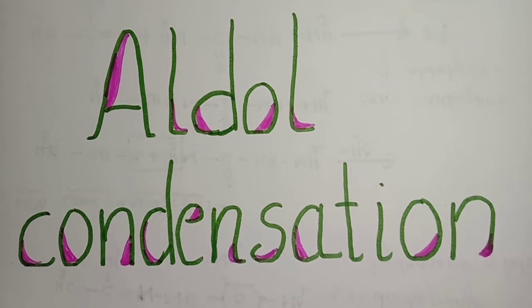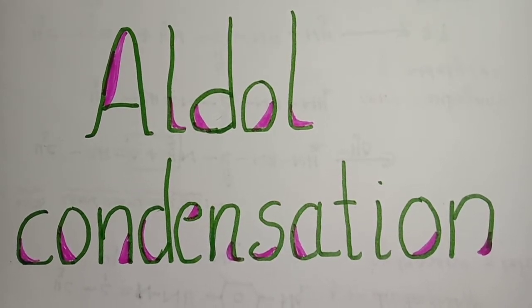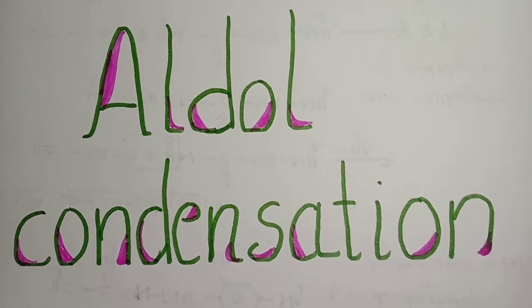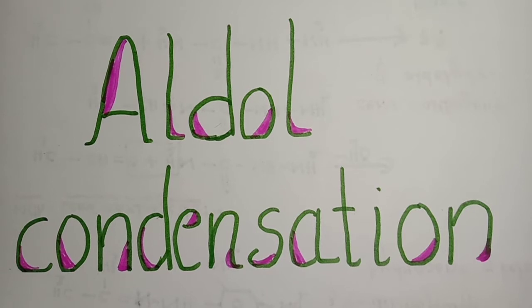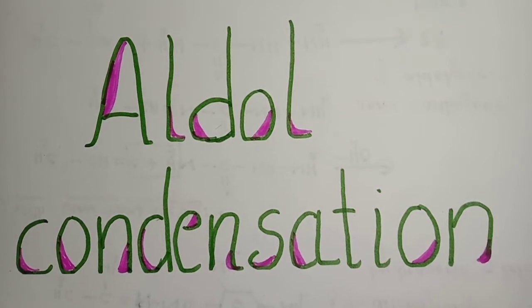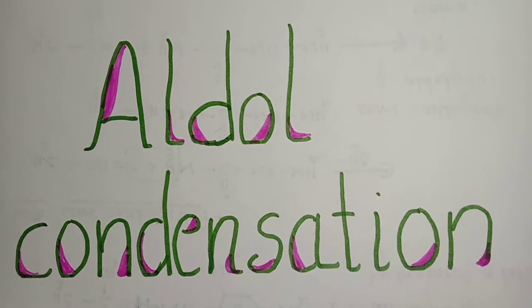The important feature of this condensation is that the aldehyde or ketone involved in this condensation should possess alpha hydrogen. Such aldehydes or ketones react with one another, or condense with one another, in the presence of a dilute alkali to produce aldol.